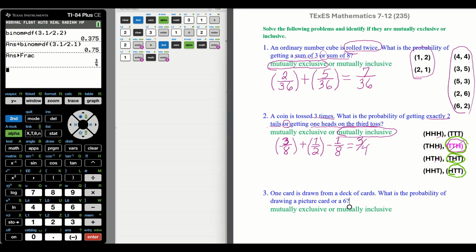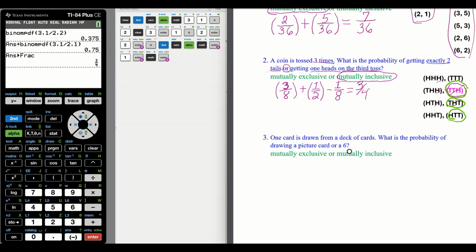Okay, let's look at number 3. One card is drawn from a deck of cards. What is the probability of drawing a picture card, that would be like Jack, Queen, King, as we've discussed before, or a number 6? Let's look at that. How many picture cards do we have? Well, we have 12.